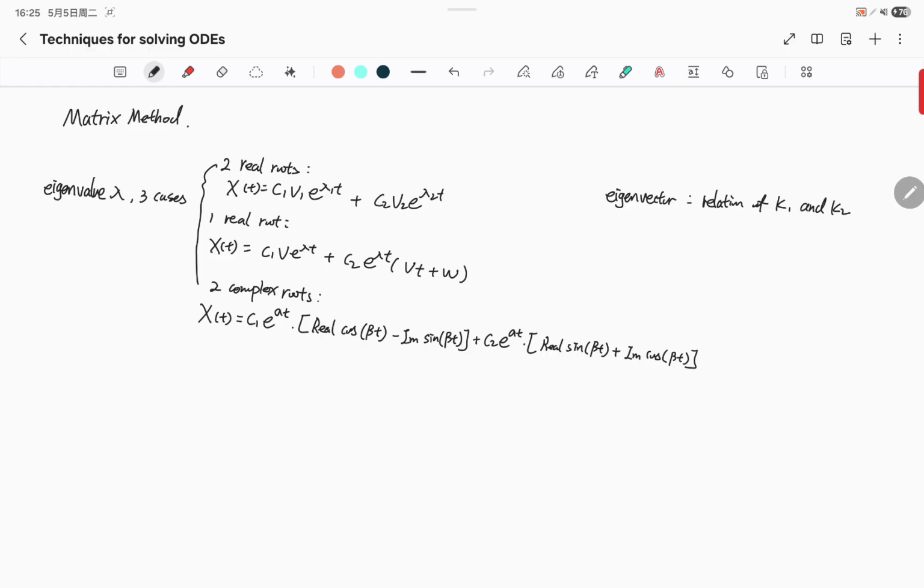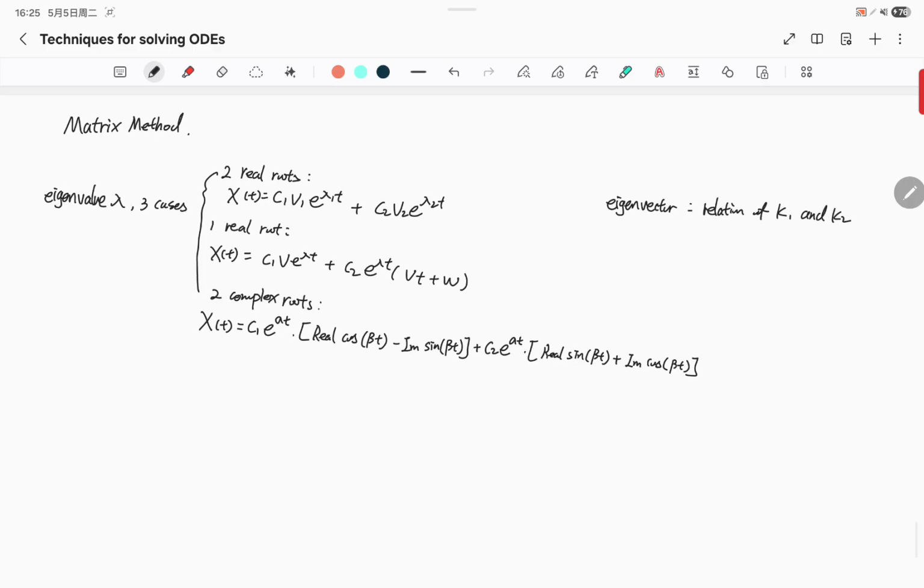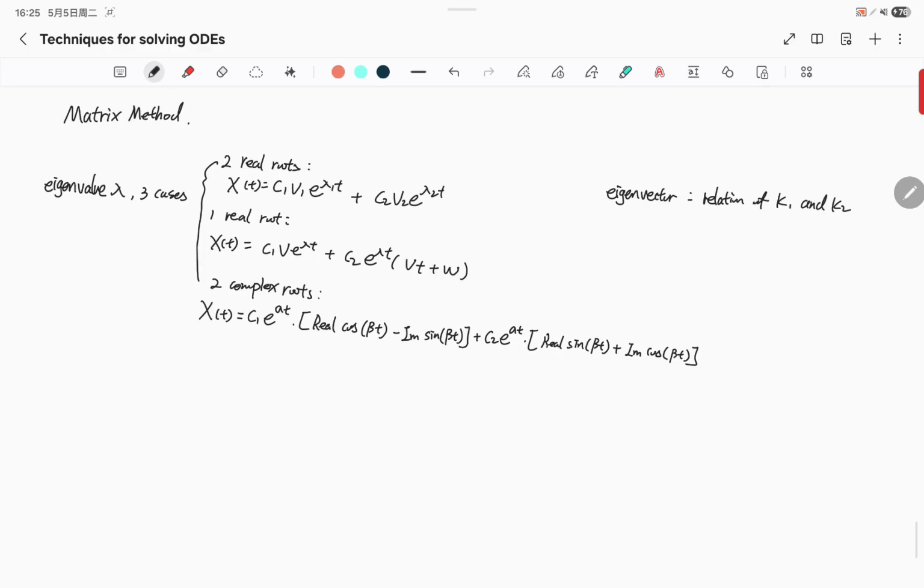The last topic we had in the course ENGEA 213 was called the matrix method, and this one is really a bit annoying. I'm going to say it's not super long, but if you ever had the last case, the two complex roots case, it is very nasty. What is the matrix method?